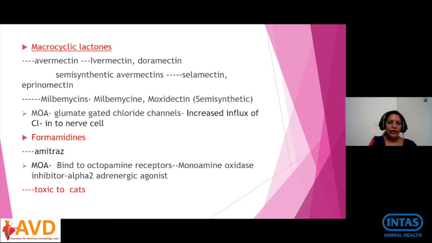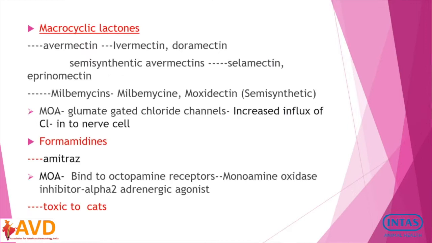Coming to the macrocyclic lactones. Macrocyclic lactones involve avermectins, which include ivermectin and doramectin, and semi-synthetic avermectins, which include selamectin and eprinomectin. Milbemycin is another group. Milbemycins include milbemycin and semi-synthetic milbemycin like moxidectin. The mechanism of action is that macrocyclic lactones increase the influx of chloride ions; they are mainly GABA agonists and bind to the glutamate-gated chloride channel, increasing influx of chloride ion into the nerve cells.